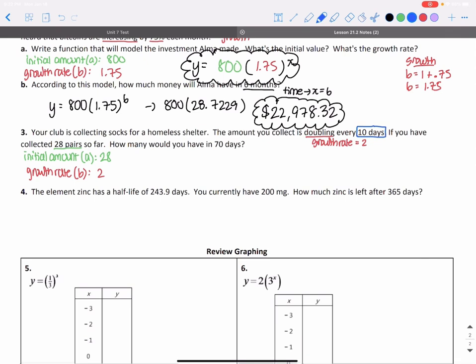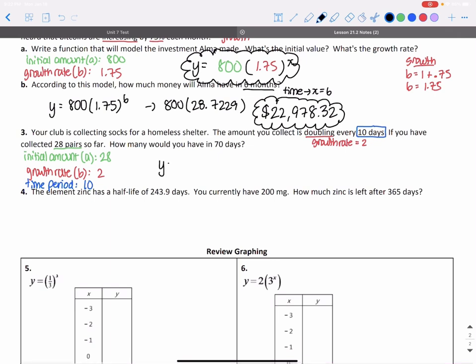So I want to keep in mind that the time period, so I'm going to call this a time period, is 10. So it's every 10 days, every 10 units, not 1 unit. We've been talking before about just 1 month passing by. But now it's 10 for every time it doubles. So we're going to do this just a little bit differently.